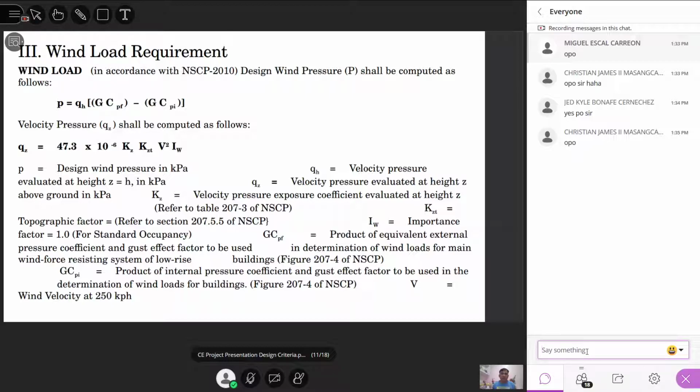Okay? Pero pagka mga medium rise, kalimitan earthquake lang ang nag-govern dyan. Masyadong maliit ang wind load to affect yung medium rise structure.